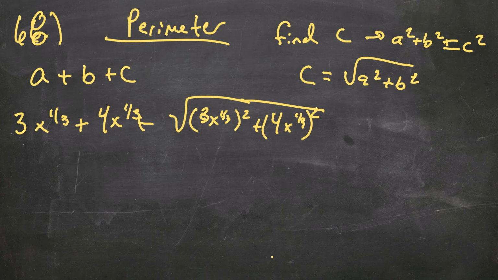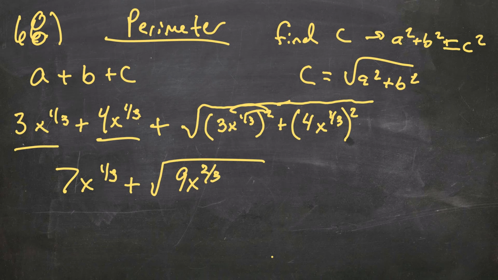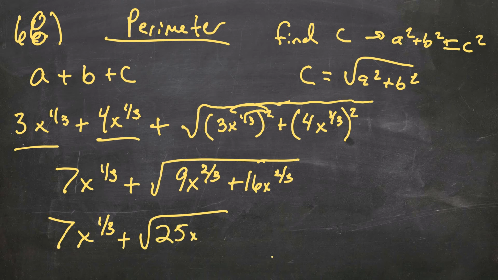Now, I can add those together pretty easy, and I'm going to rewrite this. Hold on. Now, this turns into 7x to the 1/3 inside the radical. That little 2 goes to the 3, makes it 3 squared, which is 9. So it becomes 9x to the 2/3 plus 16x to the 2/3. That becomes 7x to the 1/3 plus the square root of 25x to the 2/3. 25 comes out.